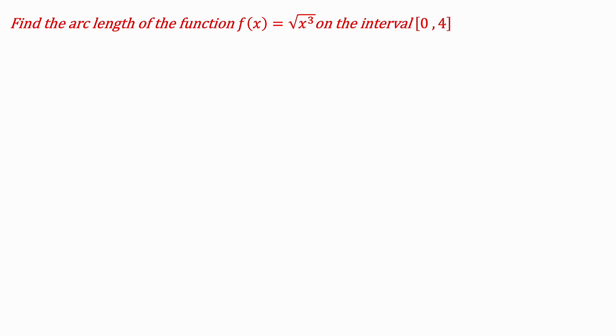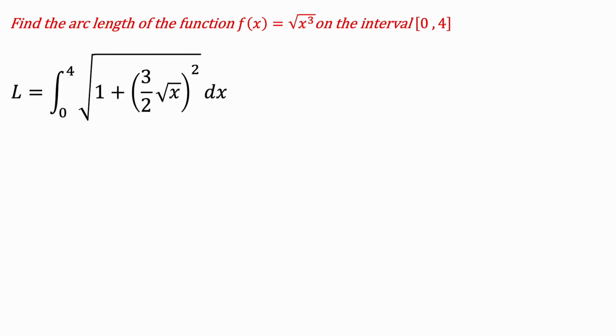Now, let's take an example. The arc length of the function square root of x cubed on the interval from 0 to 4. So what does the formula say? It says the integral from 0 to 4 of the square root of 1 plus the derivative of square root of x cubed squared dx.